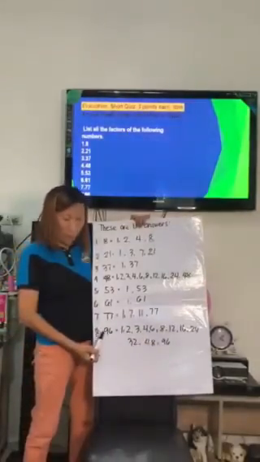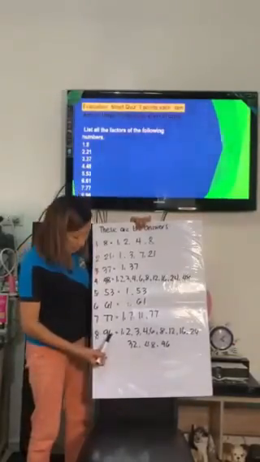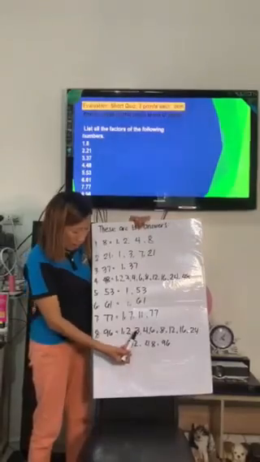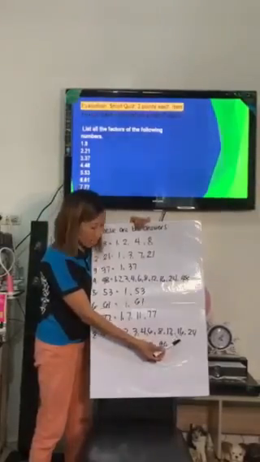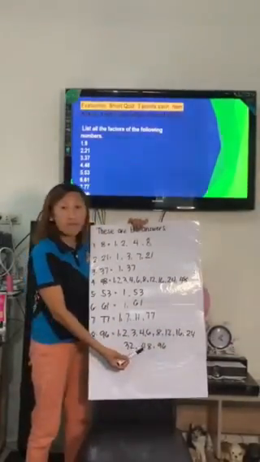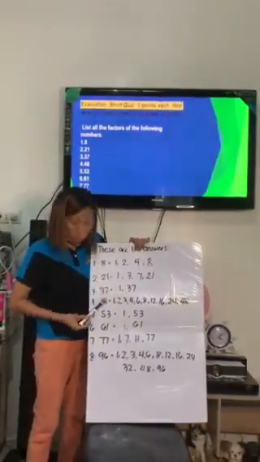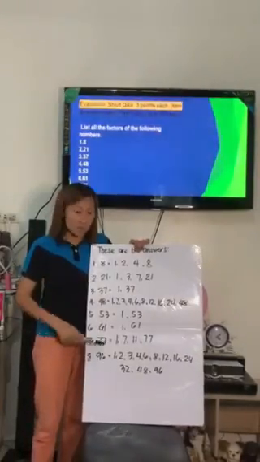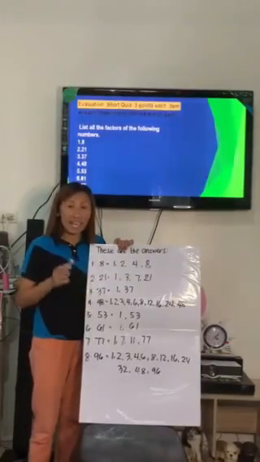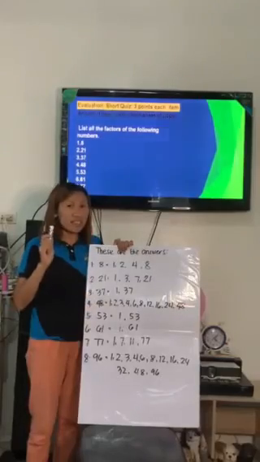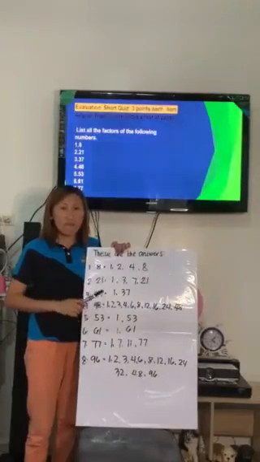We have here the given number 96. The factors of 96 are 1, 2, 3, 4, 6, 8, 12, 16, 24, 32, 48, and 96. All these numbers are factors of the given numbers. Remember class, to find the factor, we have two ways. First is to multiply and second is to divide the number. In division, we have to remember that there should be an exact number. So that is the answer of factors.